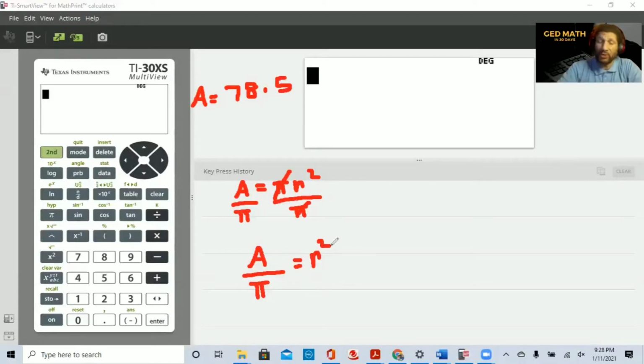If you looked at my previous videos, you'll know that the inverse operation of squaring something is square root. Just like when we're solving one-step equations, the opposite of multiplication is division. The opposite of division is multiplication. The inverse operation of addition is subtraction. Well, we want the inverse operation of squaring, so that's square root. So we're going to take the square root of both sides.